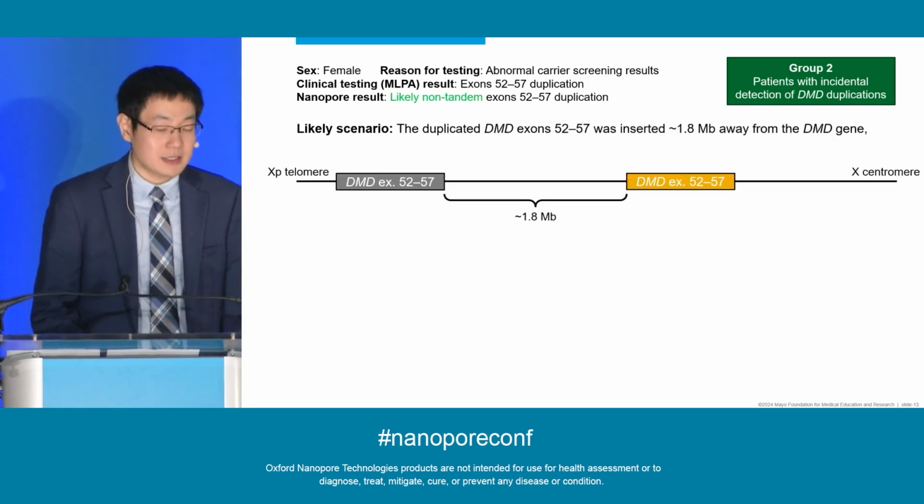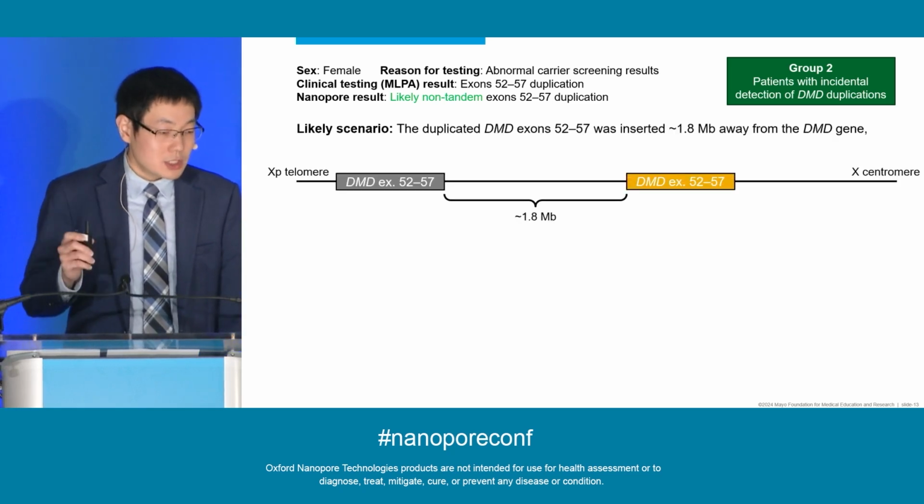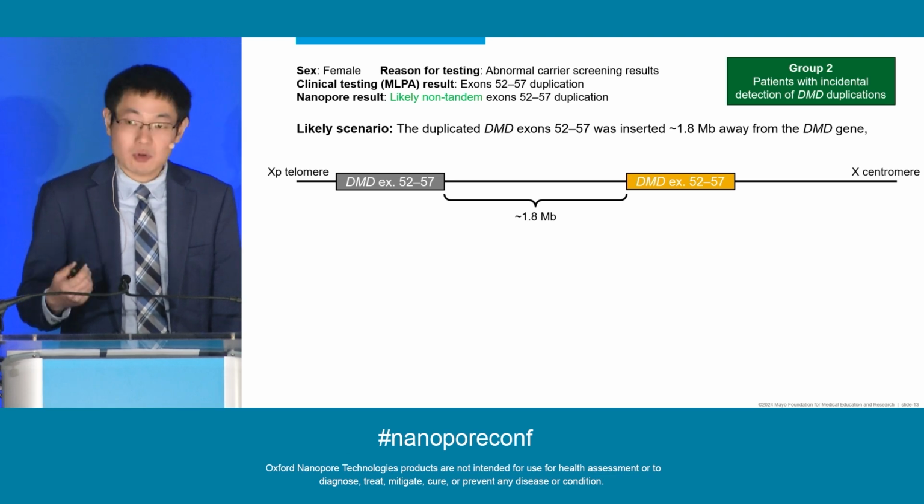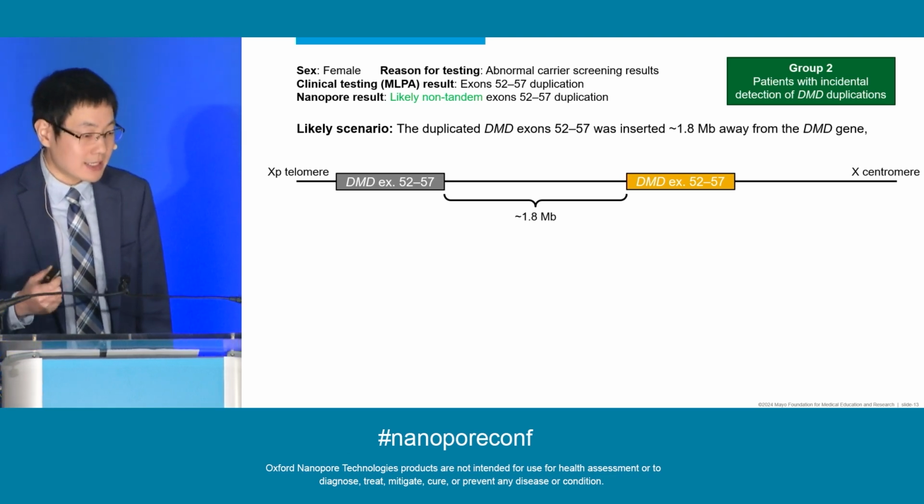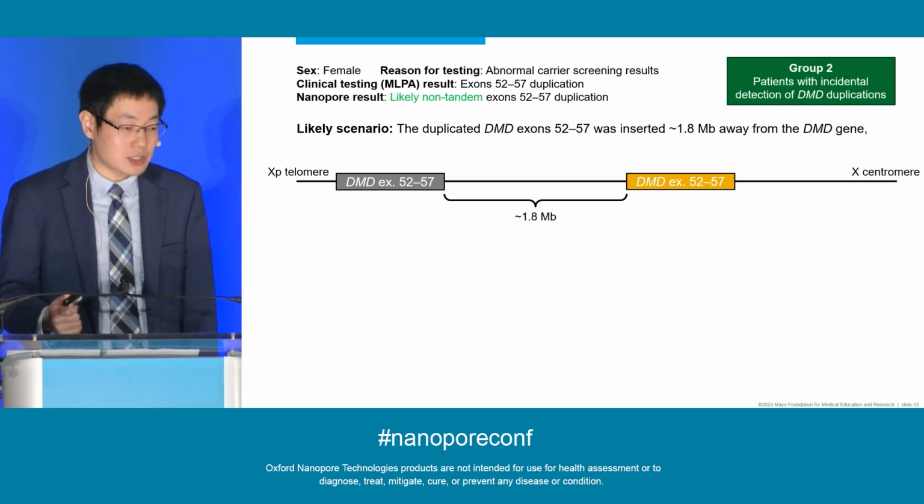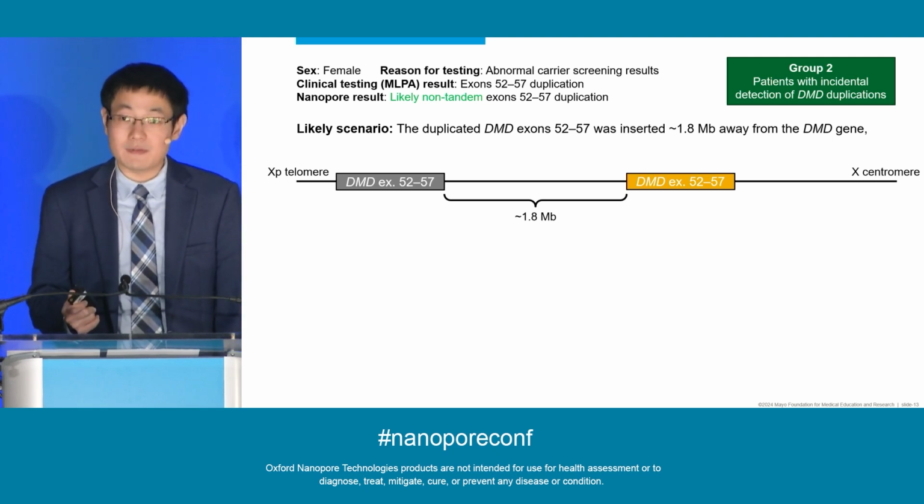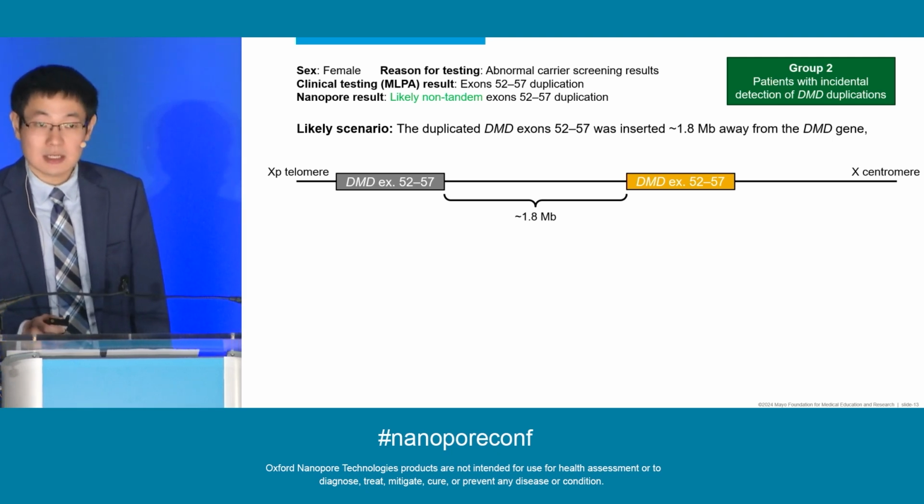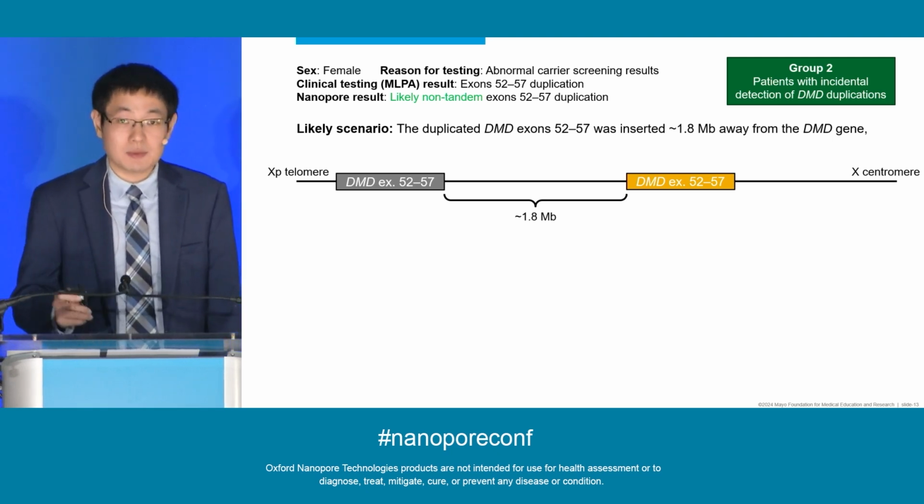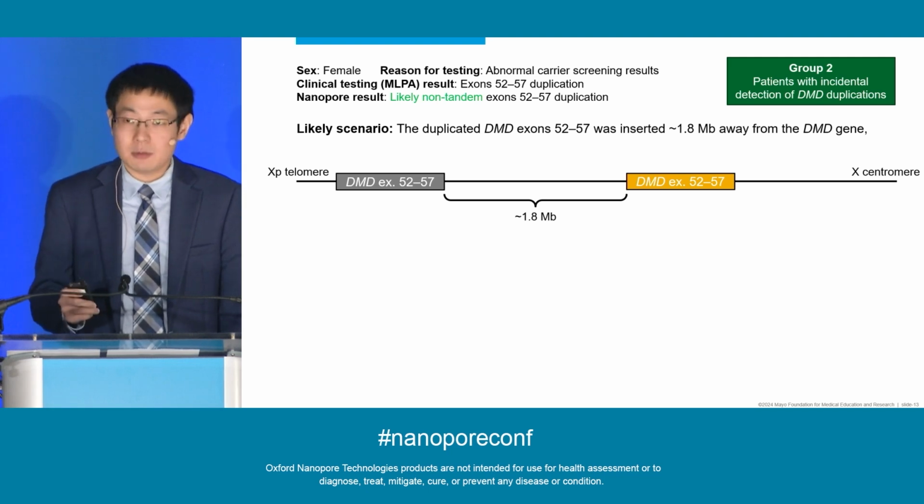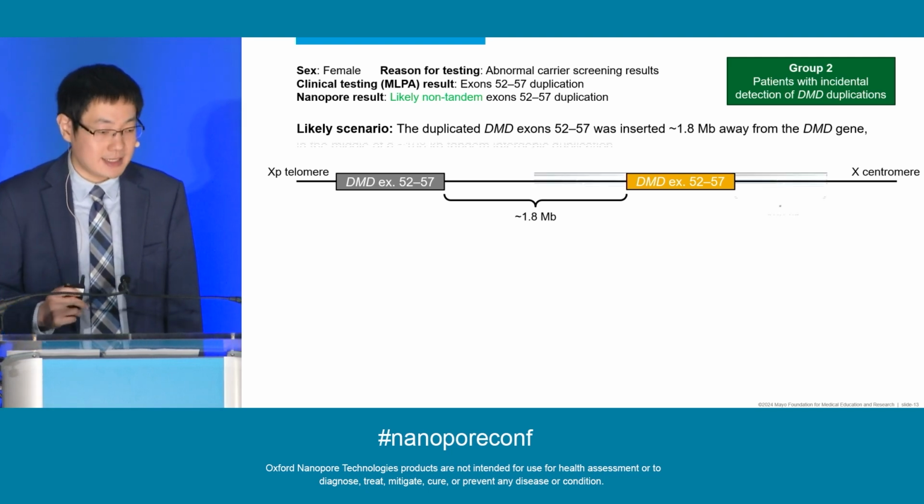On the other hand, in this patient from group 2, she tested due to abnormal carrier screening results, and clinical testing yielded duplication of exons 52 to 57 in the DMD gene. And with nanopore sequencing, we were able to clarify that this duplication is likely not in tandem.